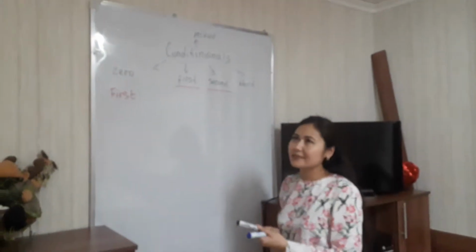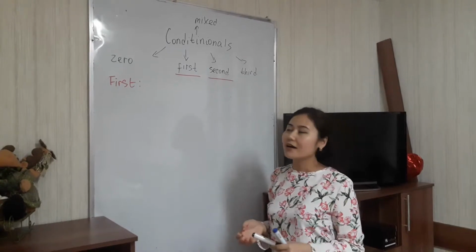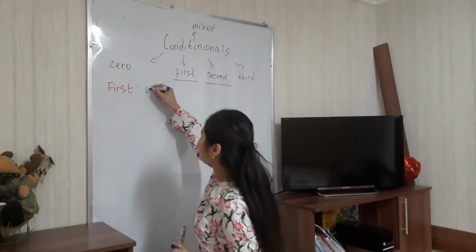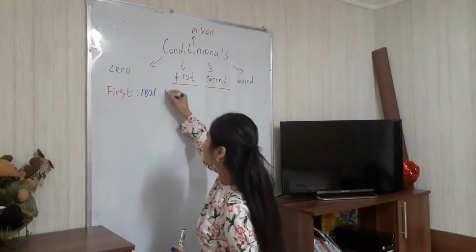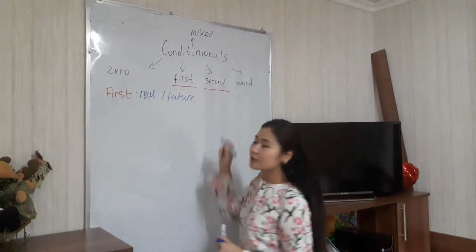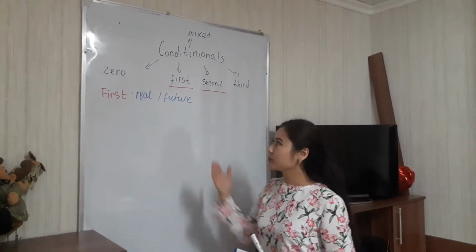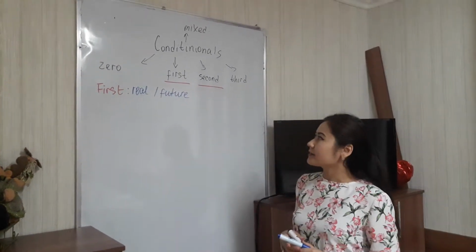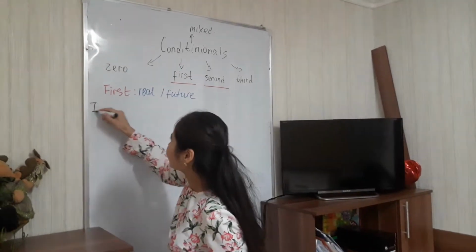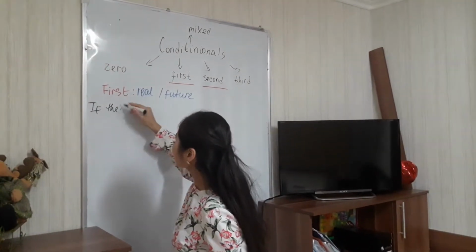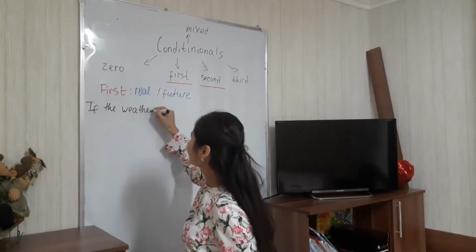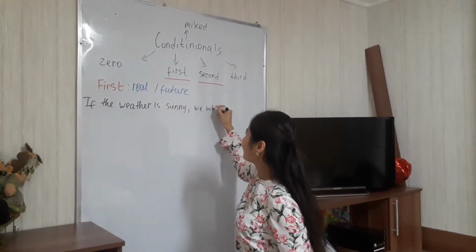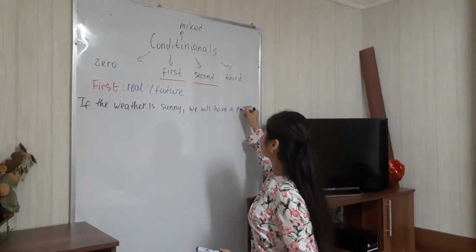First conditional sentence is a sentence with a real possibility, and when we talk about the future, real and future. These are 2 key words that we should keep in our mind when we want to express first condition. So let's take an example. If the weather is sunny, we will have a picnic.